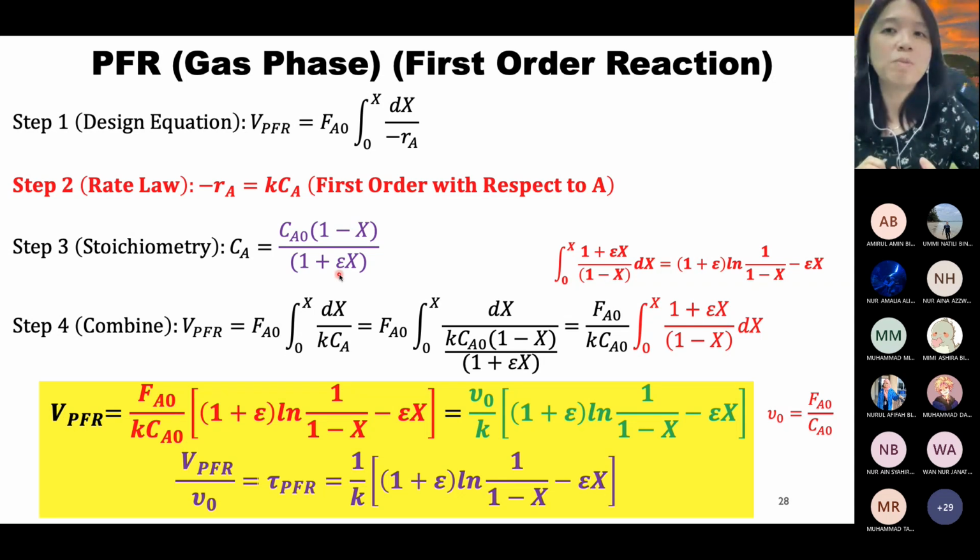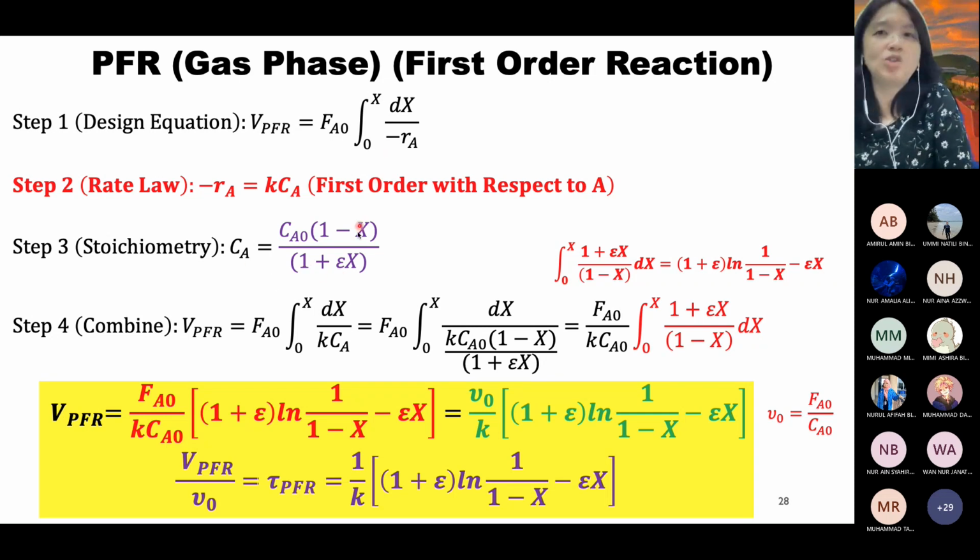Now, kamu tengok semua pun boleh ubah. Next week, bila tutorial, kamu tengok dalam bentuk number. Right? So now we want to combine lah 1, 2, and 3. So volume PFR equals to FA naught in bracket 0 to X dX per minus RA, saya ganti dengan kCA. Okay, second step. Sama konsep, CA tu tak boleh dikeluarkan terhadap X. That's why I replace CA with CA naught in bracket 1 minus X tutup bracket per 1 plus epsilon X.